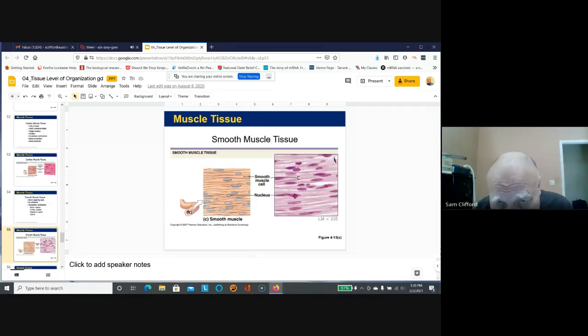So smooth muscle cells are tapering. So they have a single nucleus, and it's within one tapering cell, and it is stacked to form a collection of these cells that can control movement in your digestive tract, control your bladder, control constriction or relaxation in blood vessels, and so on.